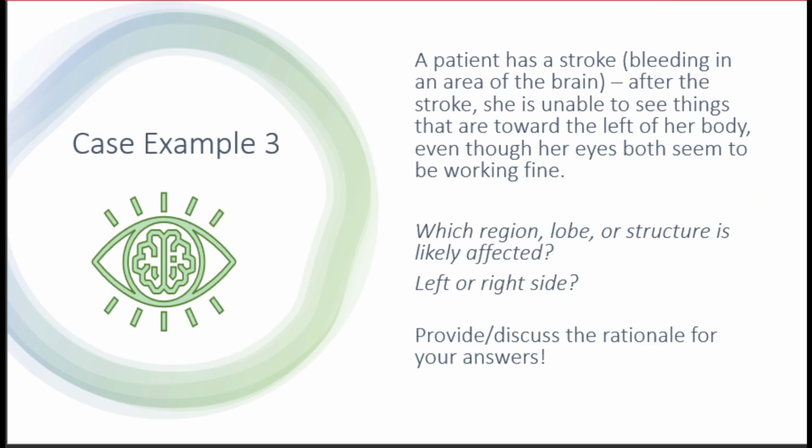Okay. So case example 3, we've got a stroke in which there is bleeding in an area of the brain. And after the stroke, she's unable to see things towards the left side of her body, even though her eyes both seem to be working fine. So go ahead and pause it. Think about it.